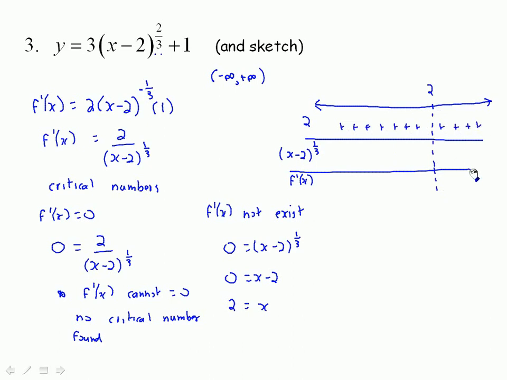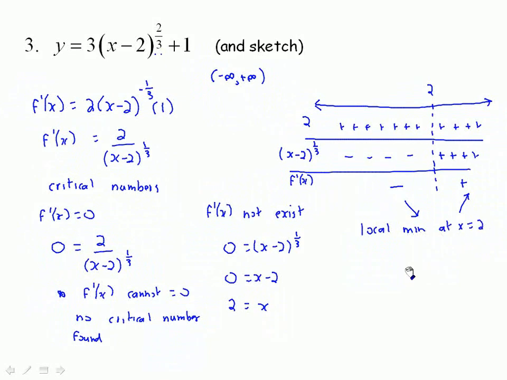And then (x − 2)^(1/3): if you pick a number bigger than 2, say 10, then 10 minus 2 is 8, and the cube root of 8 is 2. It's going to be positive to the right and negative to the left. So our first derivative is negative there and positive there. It tells me the graph is going down and then going up, so a local min at x equals 2.